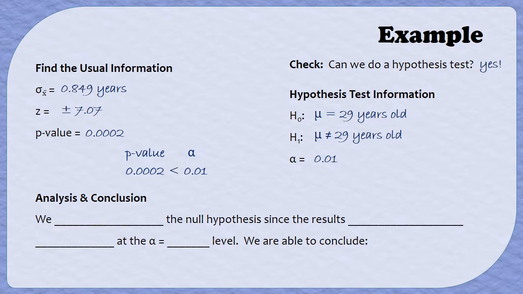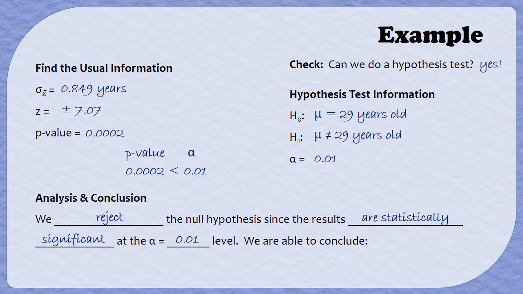This means that if the mean age of students at MVCC was 29 years old, Gary would have gotten the sample that he got less than 1% of the time. In fact, he would only get it about 0.02% of the time. So this is extremely weird. Gary's sample is a weird sample. It is statistically significant. So we will reject the null hypothesis since the results are statistically significant at the 0.01 level.